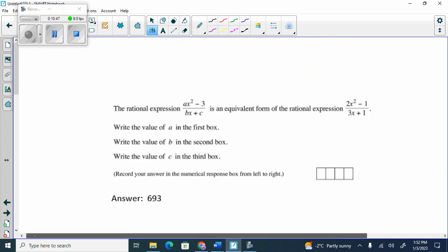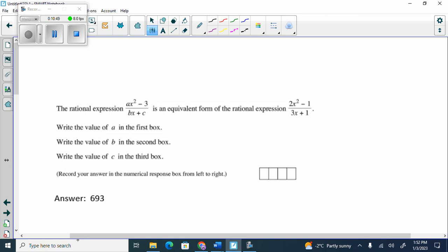Okay. Here we have a rational expression, so I'd be covering up my answer with my piece of paper and attempting the question. The rational expression ax squared minus 3 over bx plus c is an equivalent form, so I know I need to either multiply the top and the bottom by the same thing or divide the top and the bottom by the same thing. It's an equivalent form of the rational expression 2x squared minus 1 over 3x plus 1. Write the value of a in the first box, b in the second box, and c in the third. So I've read the whole thing, and I'm prepared to do the question.